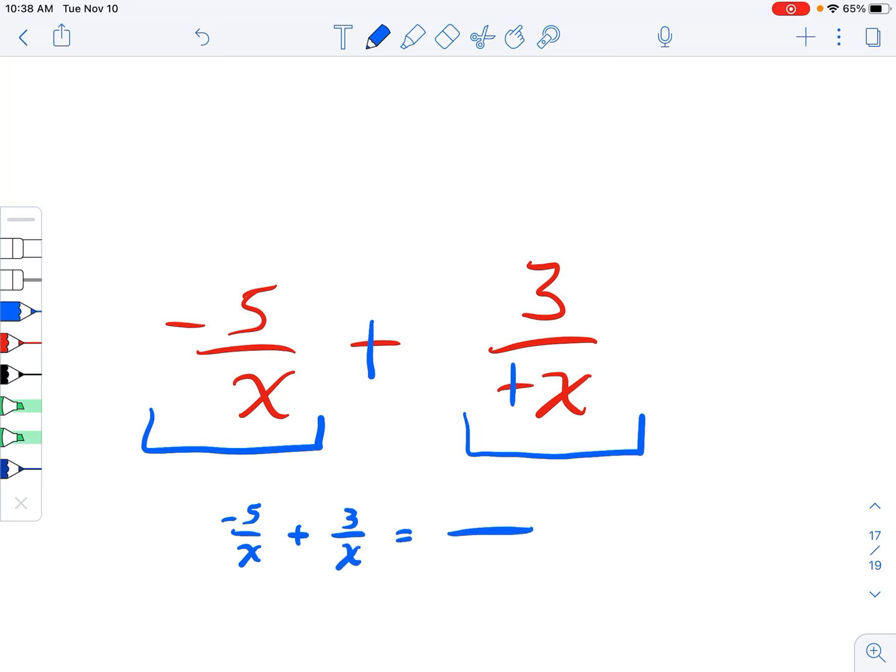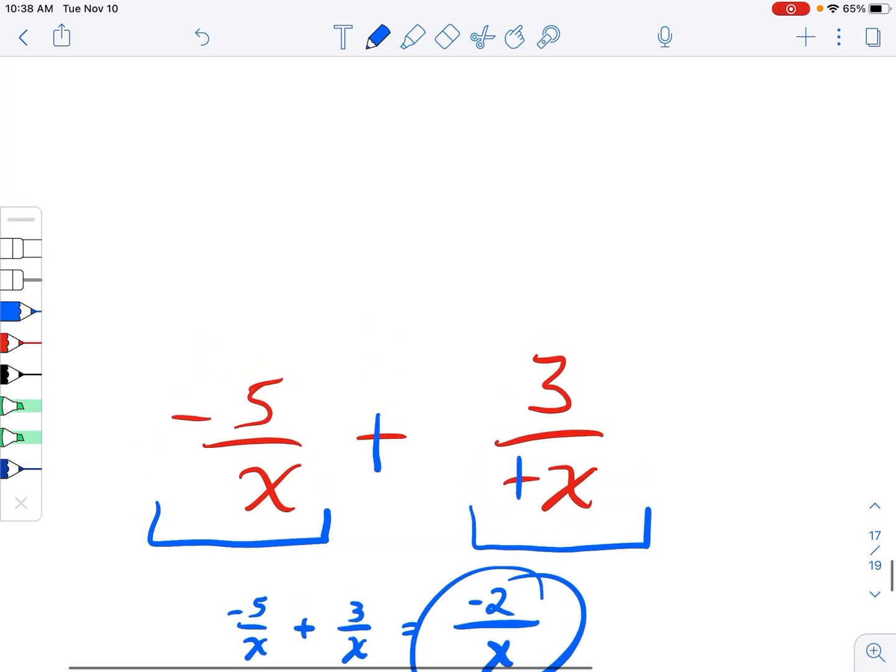My common denominator is indeed common. It's an x. And so now I just do negative 5 plus a 3 and get a negative 2. And that's my answer. That was easy enough because I was given the common denominator.